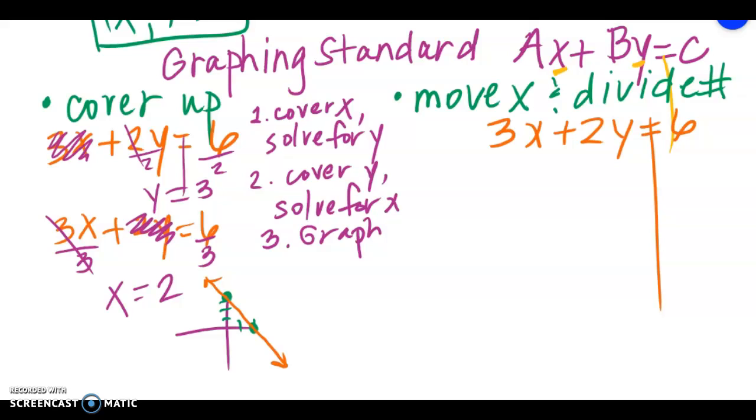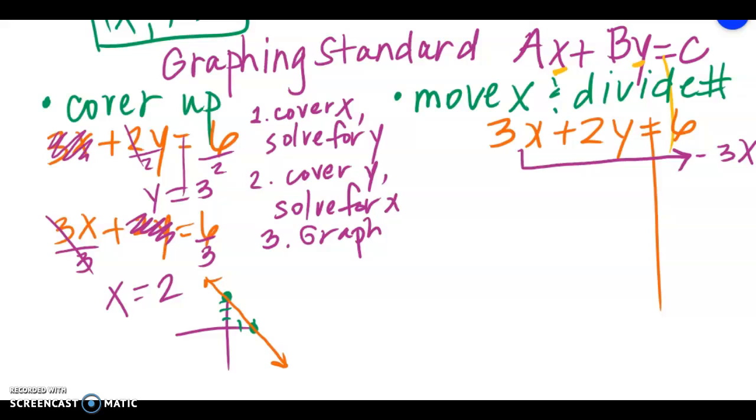Okay, so we're going to continue with this problem, and as soon as we're done with this, we can go do our pear deck. Okay, so the next method is to move x and divide by the number with y. So this is the one that I like to say, move the x to the other side, and you do the opposite operation.